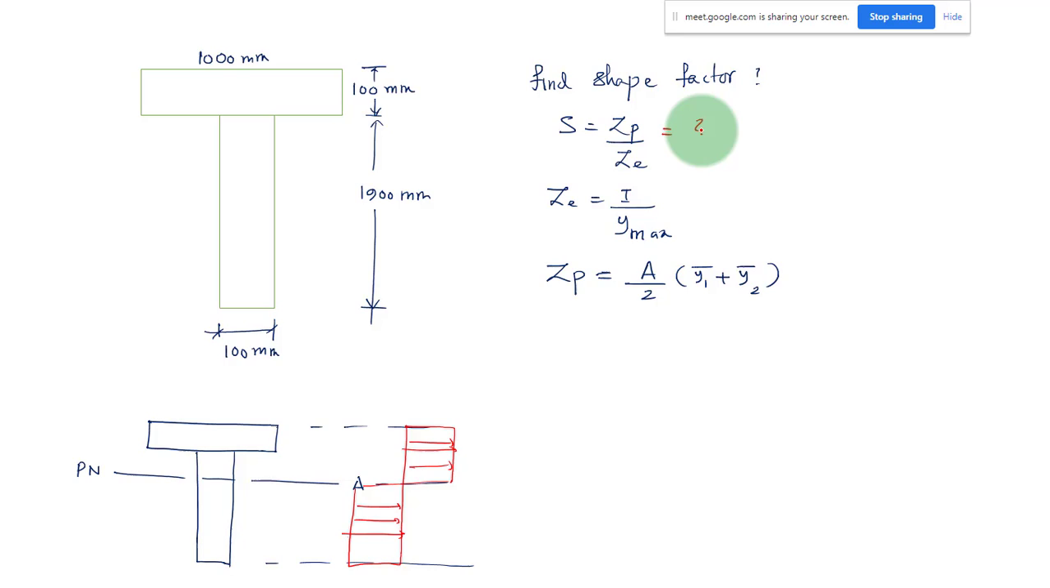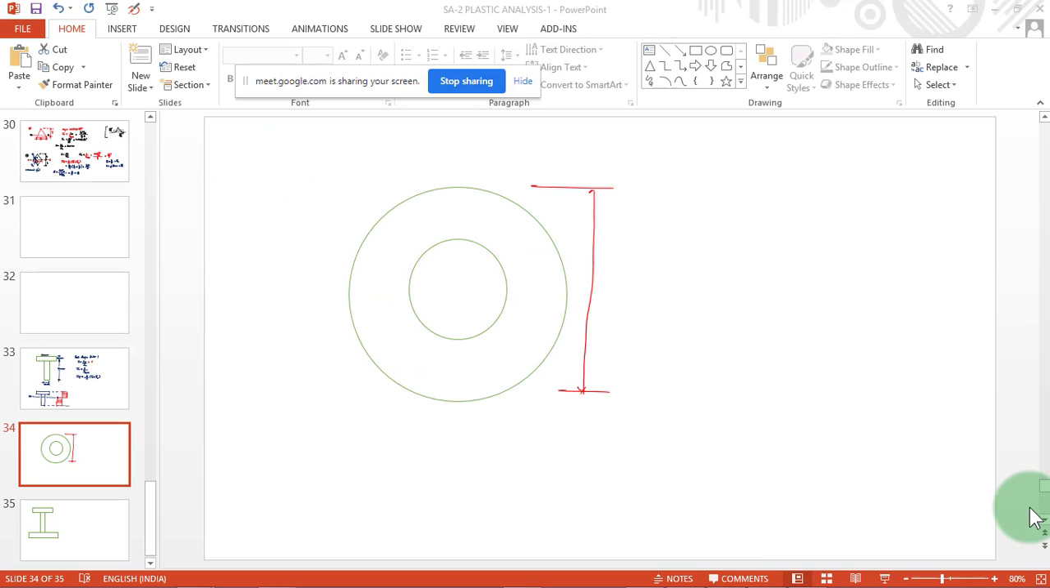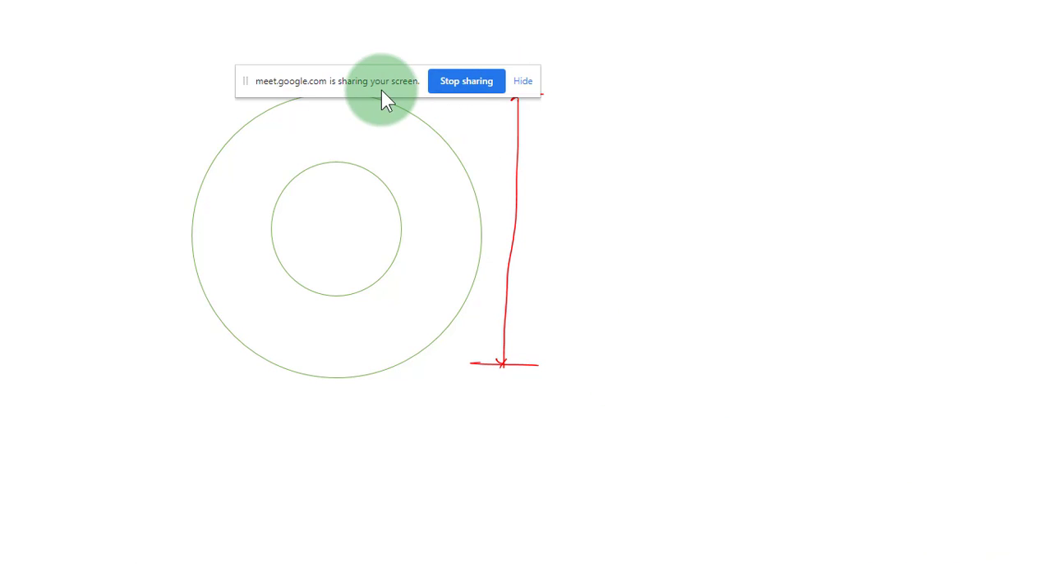Okay, and if you have a hollow section like this, and I have the outer diameter, let us say, 50 millimeters. Sorry, let us say 75. Okay, I will record the next class.